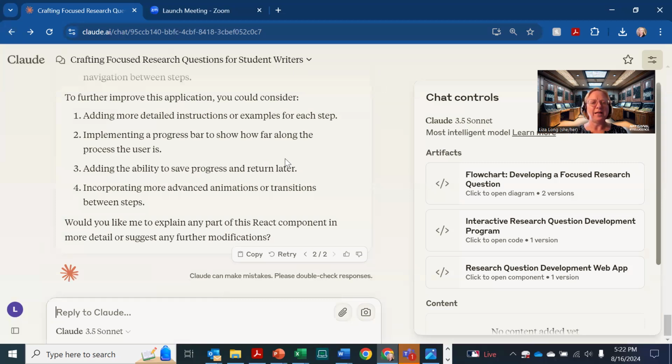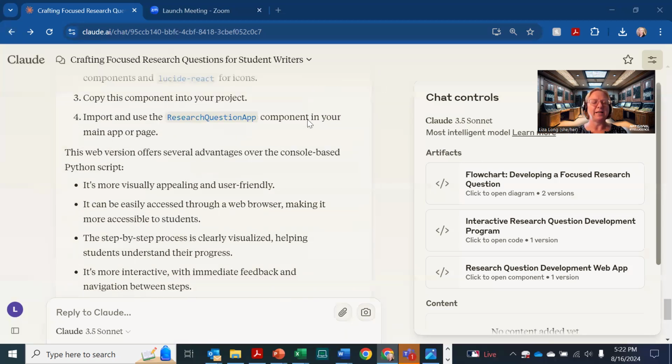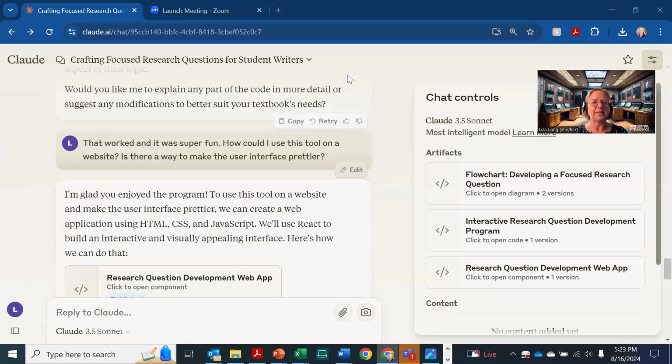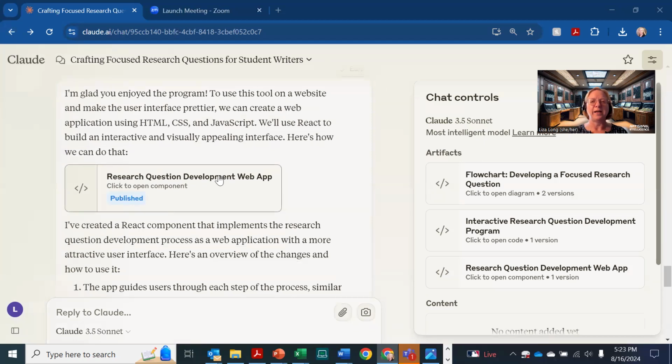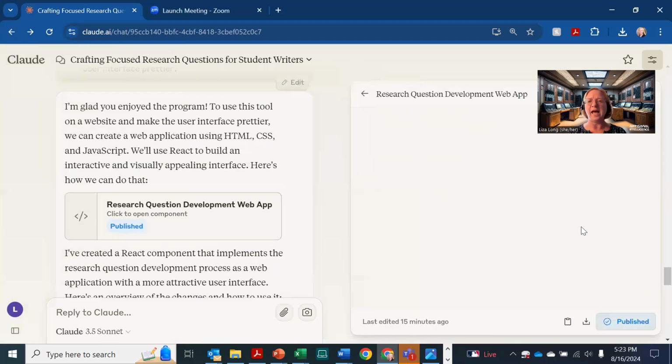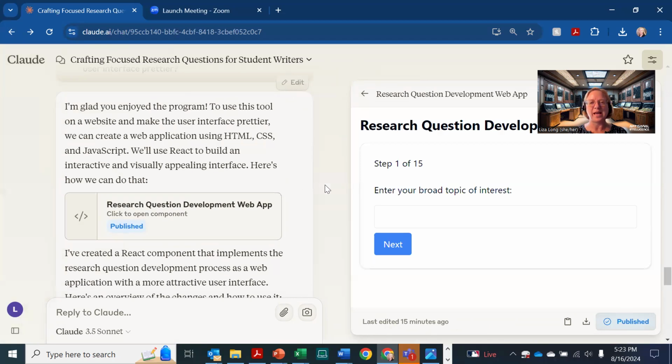But again, I thought, well, this is a little bit clunky. Like it's not my favorite. So it worked. It was super fun. I put it in my compiler, yay. But is there any way to make it prettier? And Claude says, why, yes, there is a way to make it prettier. And now we have the tool that's built into your book.